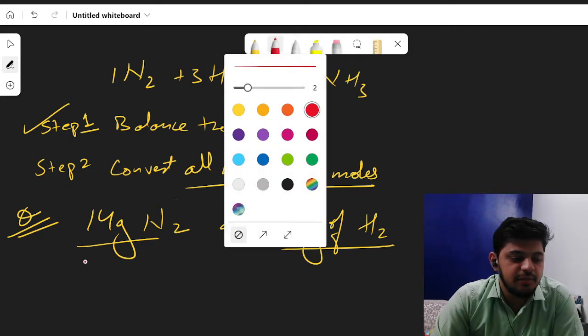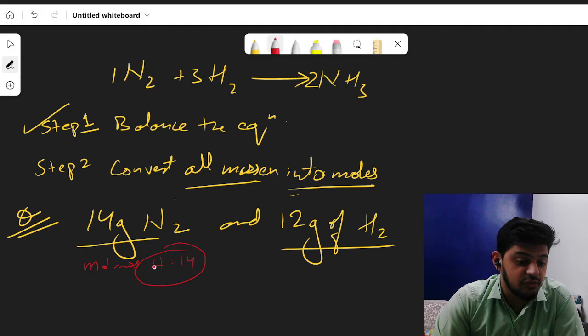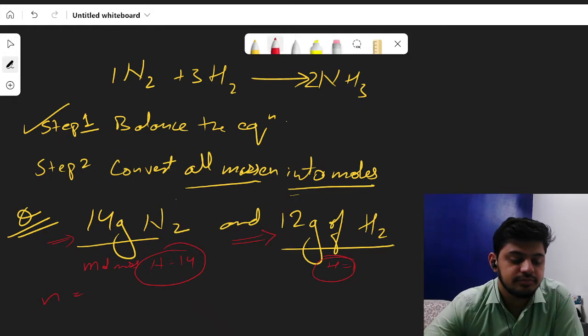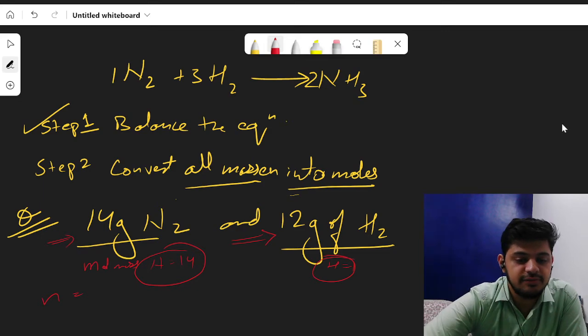As a hint, I am telling you the molar mass of one nitrogen is 14, it is N2. And for one hydrogen, it is 1. So please calculate the number of moles for nitrogen and for hydrogen. Okay. How about Saif?